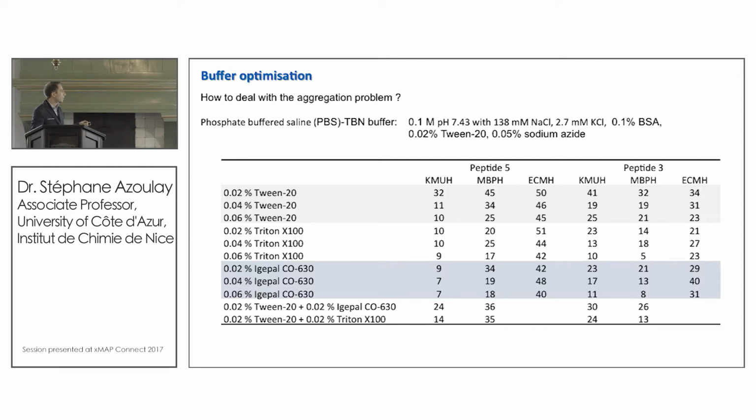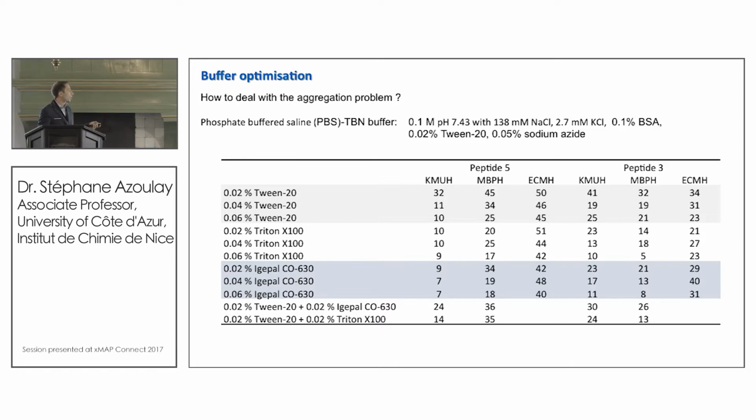On the xMAP cookbook, the advised surfactant is Tween-20. It is used, among a lot of things, to avoid the aggregation of the beads. So we decided to test various concentrations of this surfactant as well as other surfactants.